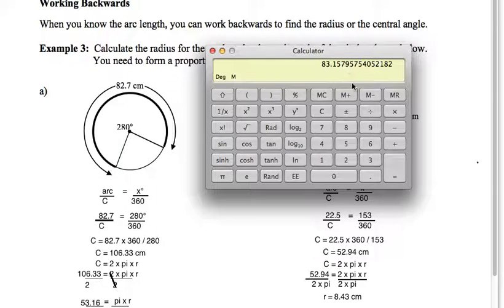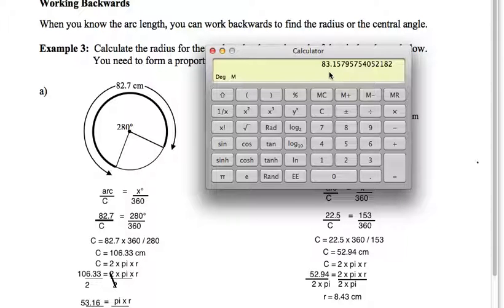Now this is what I did wrong. I said, I'll do it again, 52.94 divided by 2 times pi. If I say it like that, it sounds like it should be right, but it's not. It's because I multiplied everything by pi rather than actually dividing everything by pi.